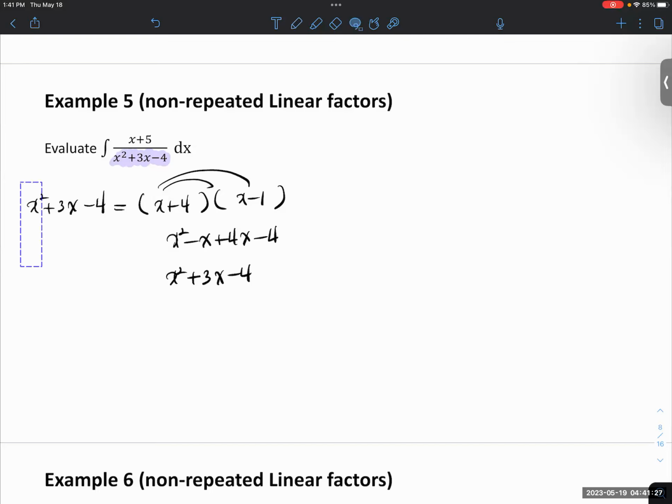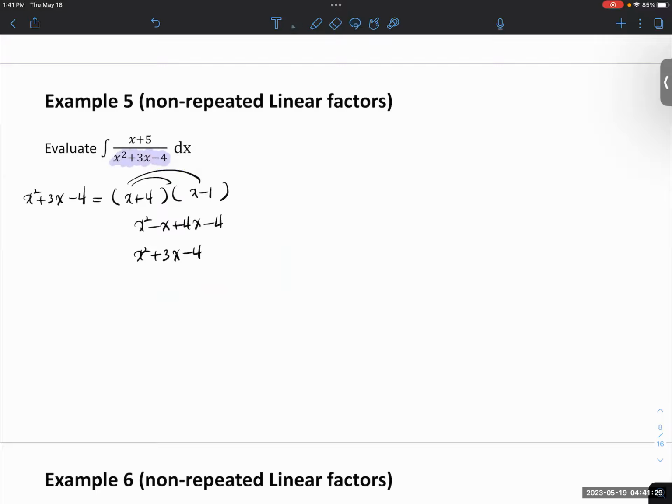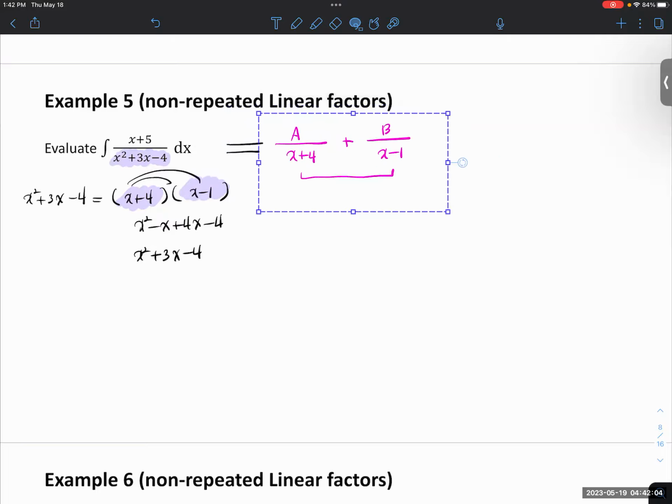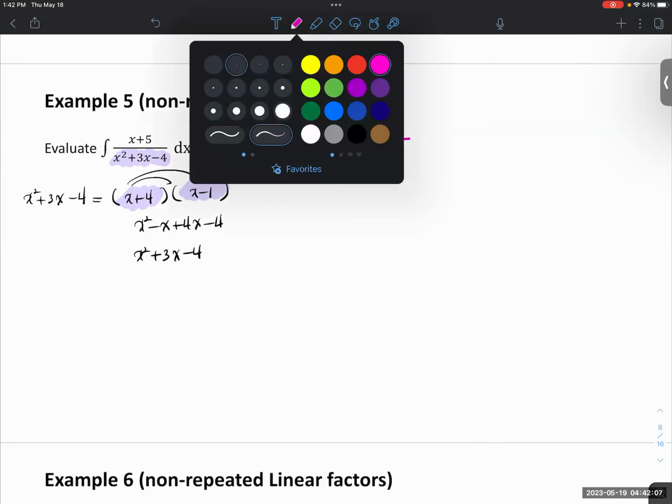So by doing that, now it is equal to, what happened? This is a denominator. This means we don't know the numerator, but these are your two partial fractions' denominators. So A over x plus 4 plus B over x minus 1. These are the two partial fractions of x plus 5 over x squared plus 3x minus 4. I don't know the numerators yet. That's something you're going to find out. So how would you find out A and B?